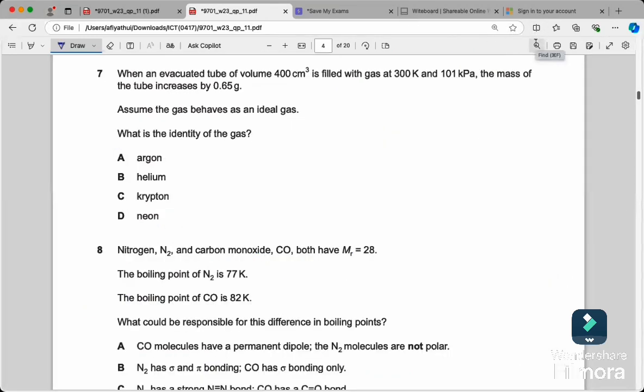The question number 7, when an evacuated tube of volume 400 cm cube is filled with the gas at 300 Kelvin and 101 kilopascal, the mass of the tube increases by 0.65 grams. Assume the gas behaves as an ideal gas. What is the identity of the gas?